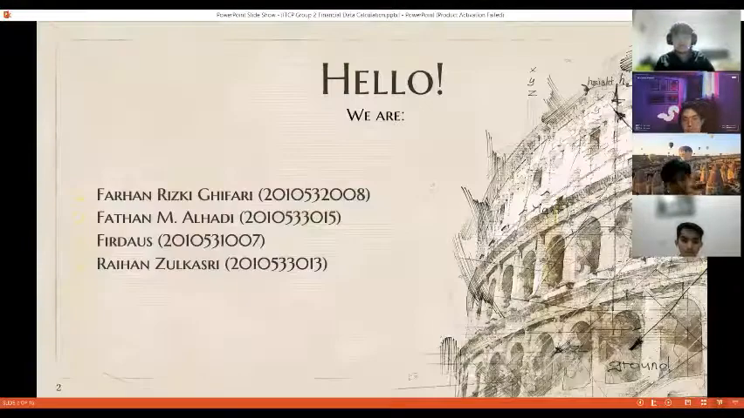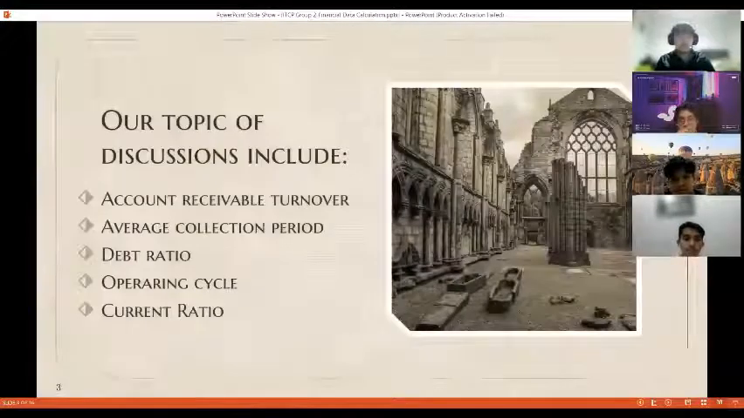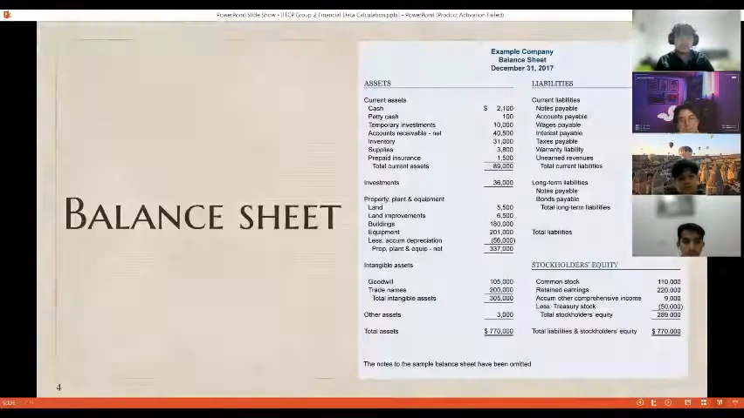Our group consists of 4 members. The first one is me, Farah Gifari. The second one is Fatan. The third one is Firdaus, and the last one is Raihan. Our topic of discussion includes account receivable turnover, average collection period, debt ratio, operating cycle, and current ratio.